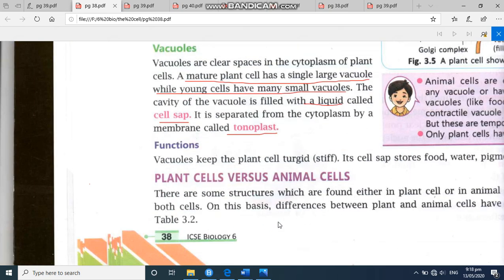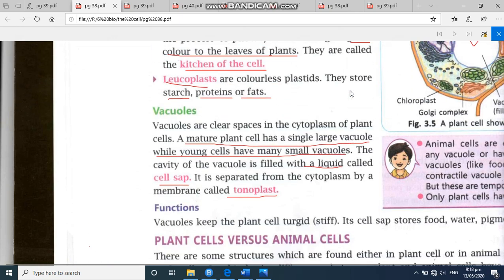Next we move to vacuoles. Now what are vacuoles? They are the clear spaces in the cytoplasm of the plant cell. A mature plant cell has a single large vacuole, while young cells have many small vacuoles. And you can see this diagram.